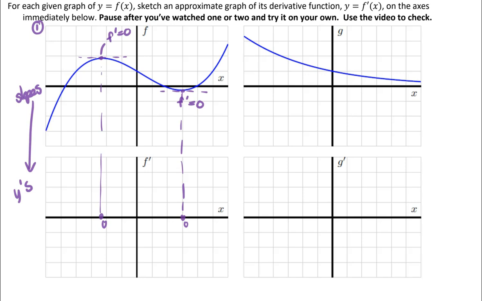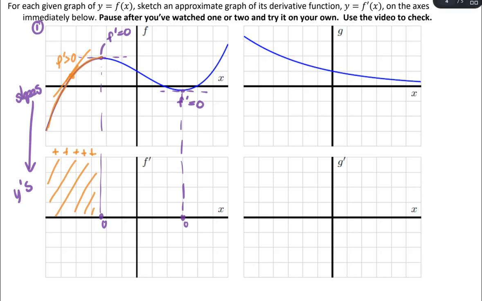I can make some fairly good broad statements in between. I'm going to color code this a little bit. Anywhere along here, if I draw a tangent line, so say right here, its slope will be positive. So on this graph down below, that means that, so positive slopes all the way along here, that means that my y's should be positive. I should be somewhere up here above the x-axis.